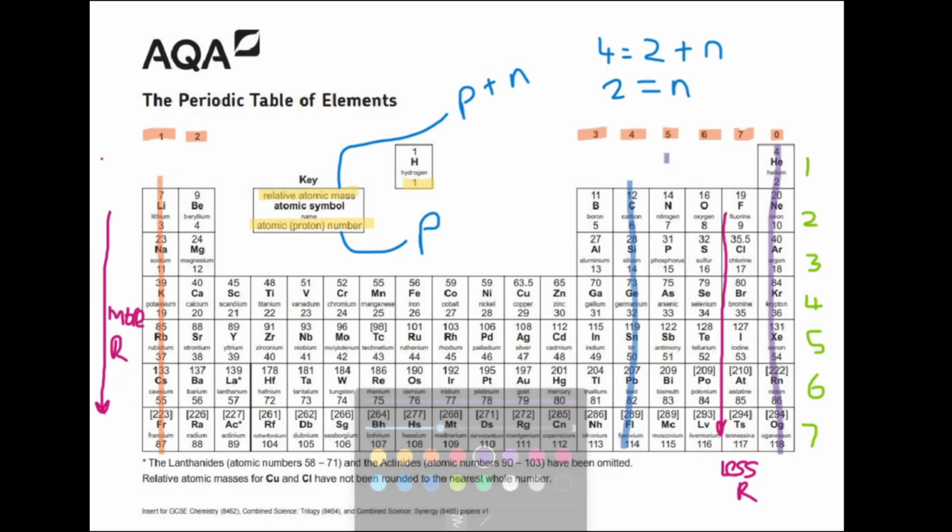Another thing that's useful to be aware of is the difference between the metals and the non-metals. So basically what you need to know is that all the metals are on the left. So everything on the left, and it's delineated by this division which I've drawn here, everything on the left is a metal, whereas the elements on the right are non-metals.